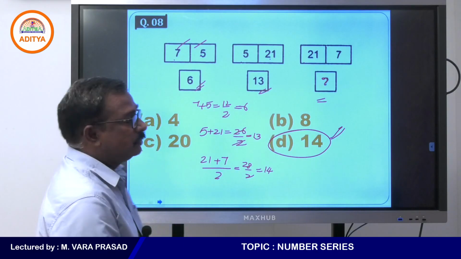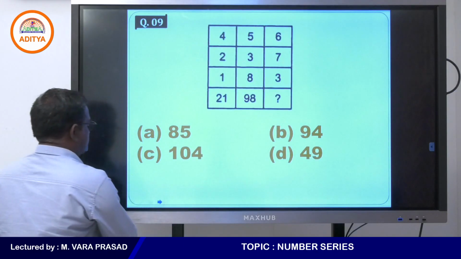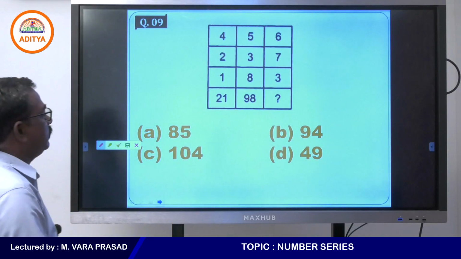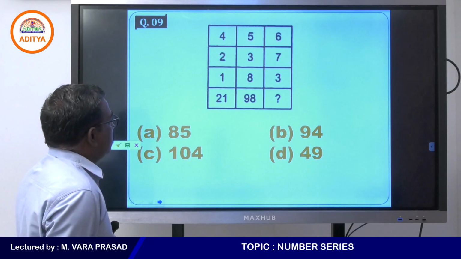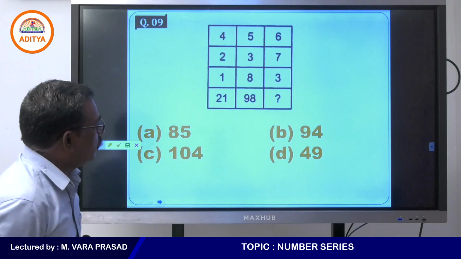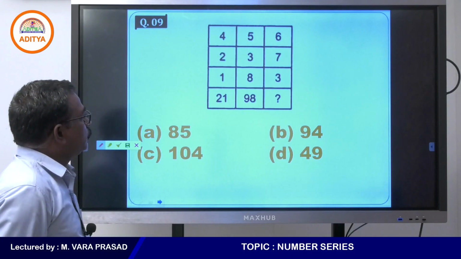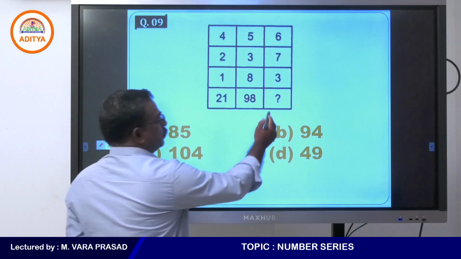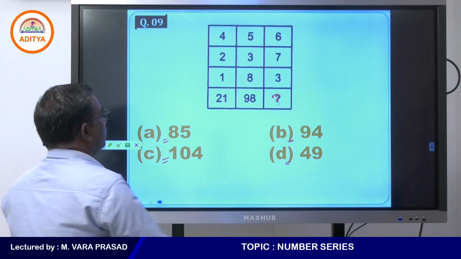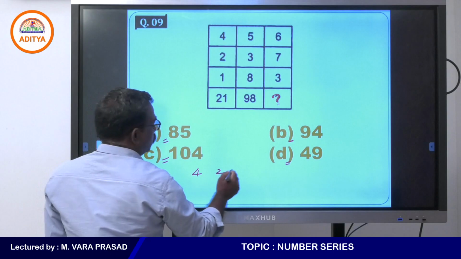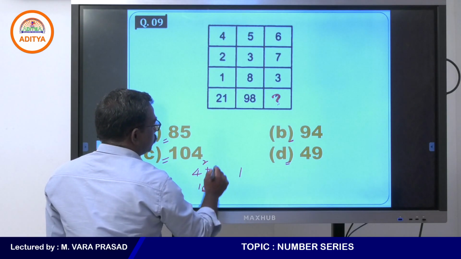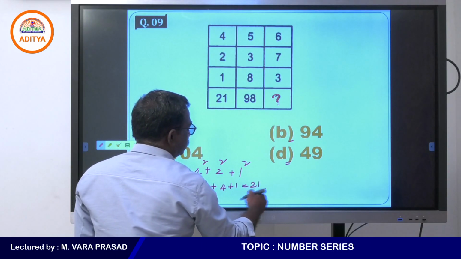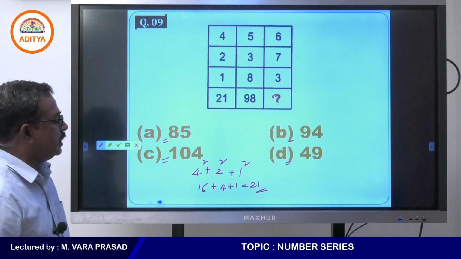One more example I will give, right? Here a table is given with three numbers in each row: 4, 5, 6; 2, 3, 7; and 1, 8, 3; with results 21, 98 and a question mark. So, what will you get in the place of the question mark? Here 4, 2, 1: 4 square is 16, 2 square is 4 and 1 square is 1, the total is 21. 16 plus 4 plus 1, the total is 21.